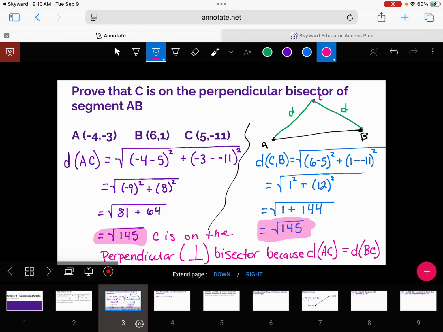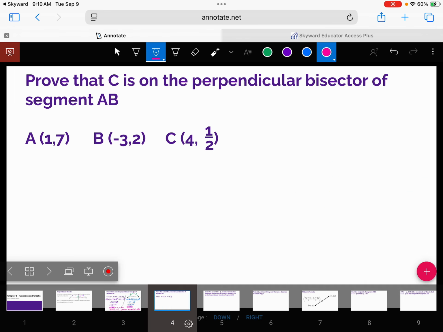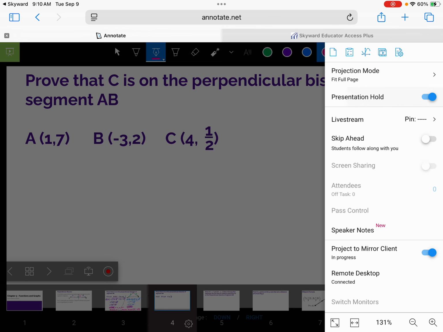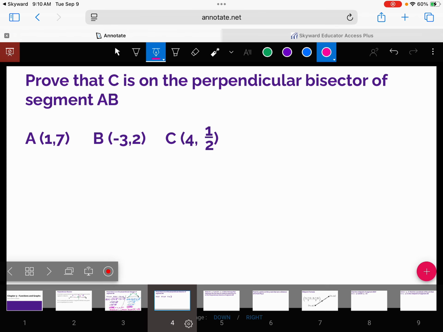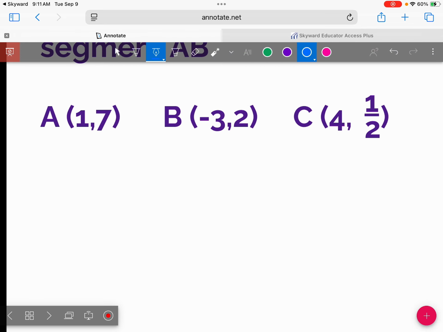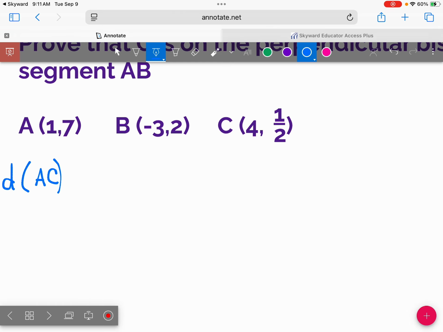Because we're going to do another one like this, because sometimes we'll get things that are fractiony and unpleasant. So again, we want to prove that C is on the perpendicular bisector of segment AB. C has a fraction in it, but that's okay. We can do this. We're going to set this up exactly the same way. We're going to find our distance from A to C, and we're going to find our distance from B to C, because we want to see that C is on the perpendicular bisector.